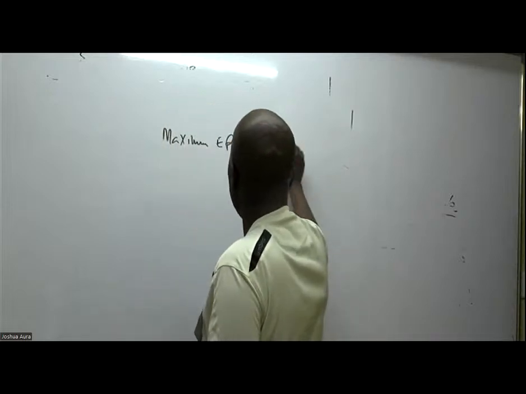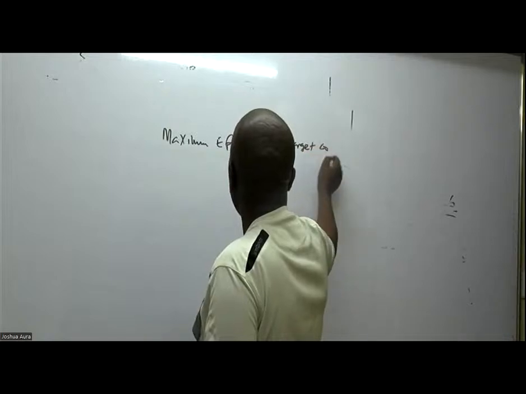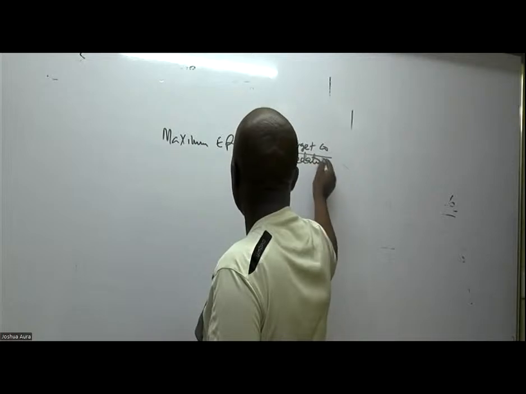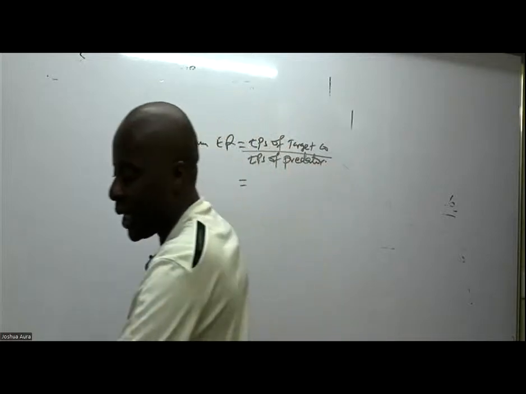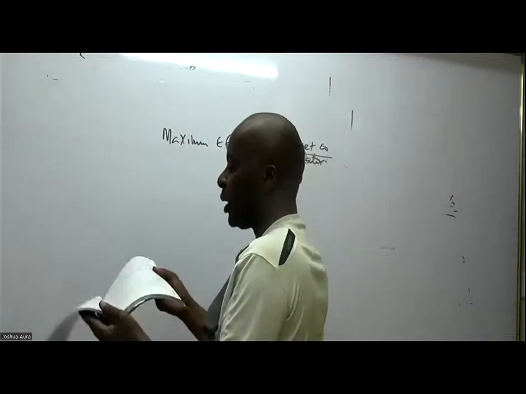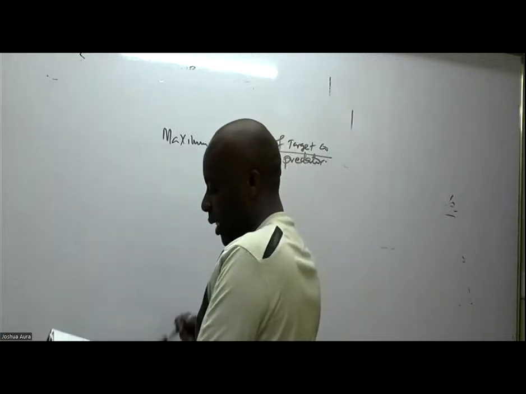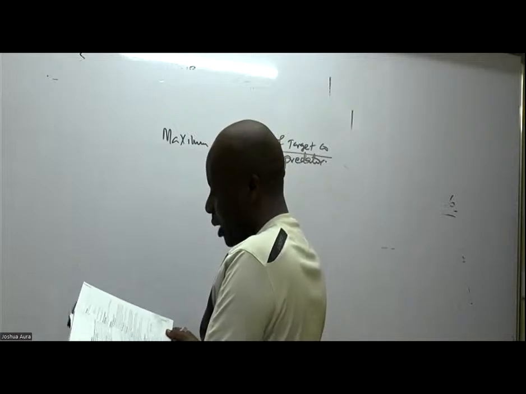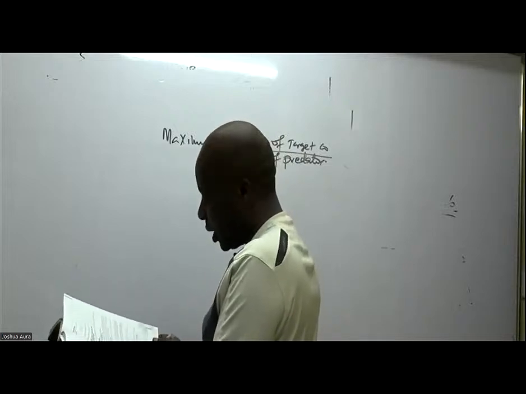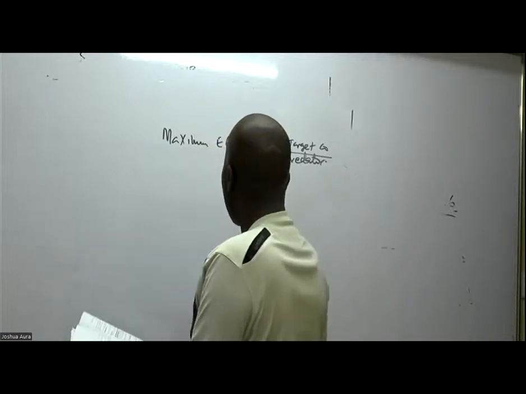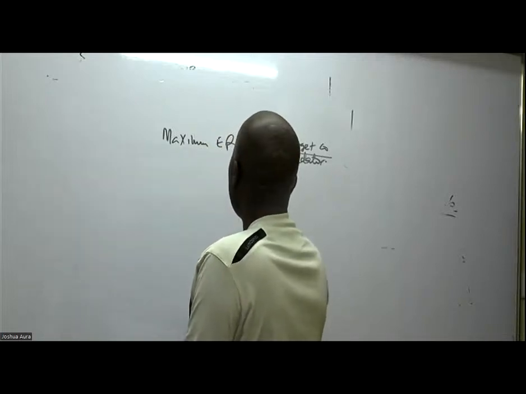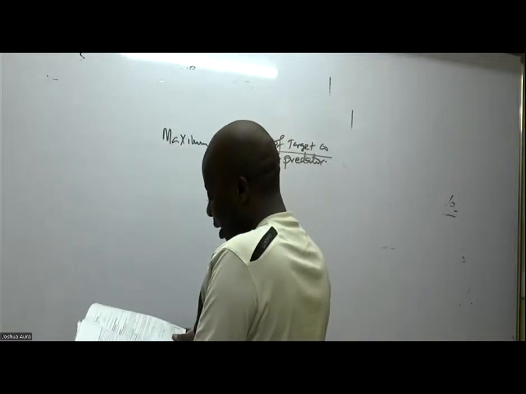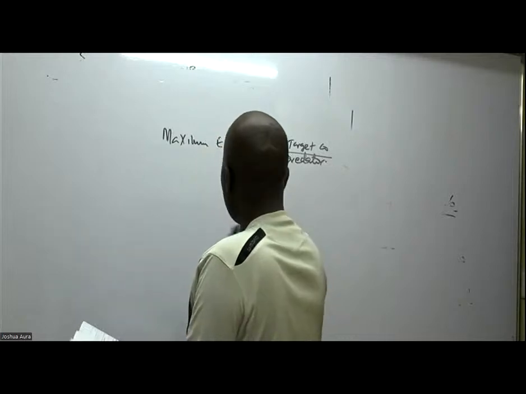will be EPS of the target company all over EPS of the predator. It's always important for you to read this very well. Our target company is which one? Target company is B. Because A is the one that is acquiring B, so A is the predator. So EPS will be 1.5 for B over EPS of the predator. EPS of the predator is 3.5.